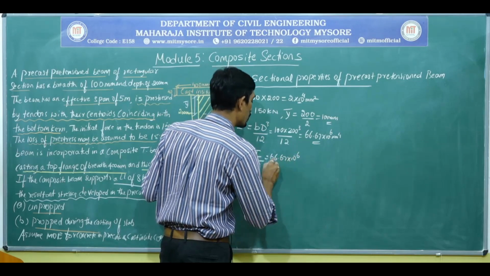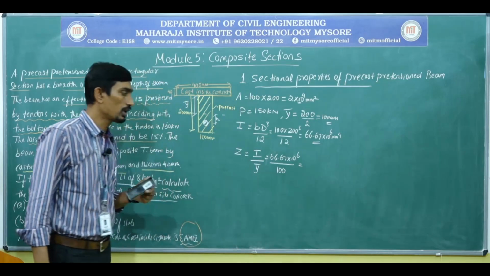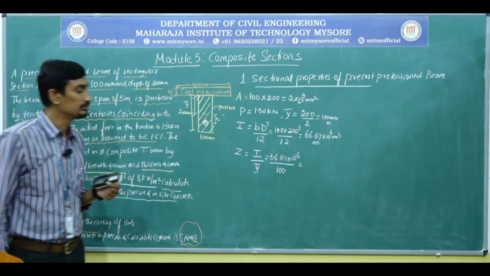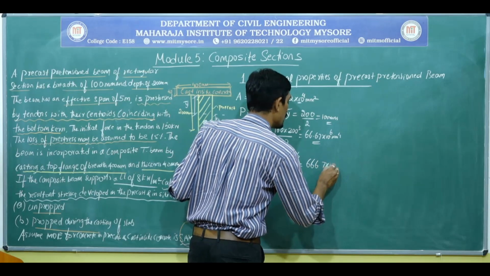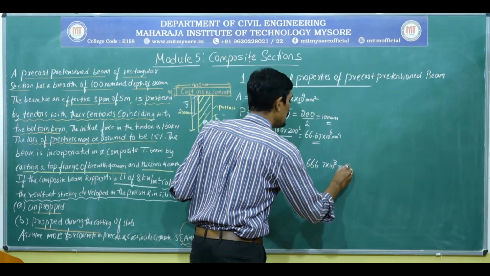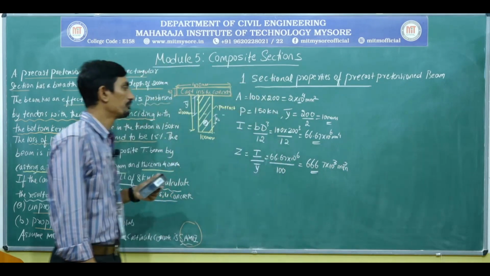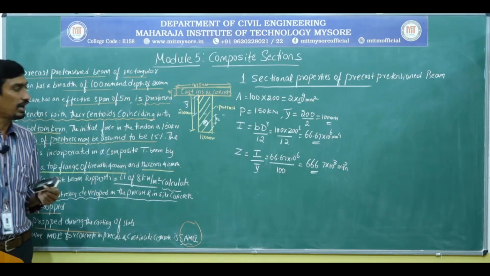Now let me substitute that: 66.67 into 10 to the power of 6 divided by 100. This works out to be 666.7 into 10 to the power of 3 millimeter cubed.